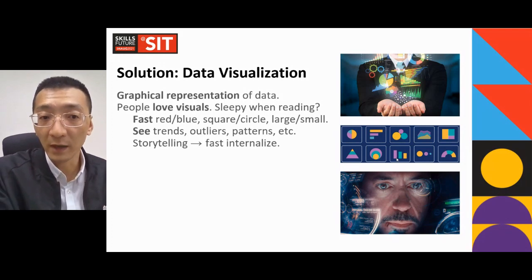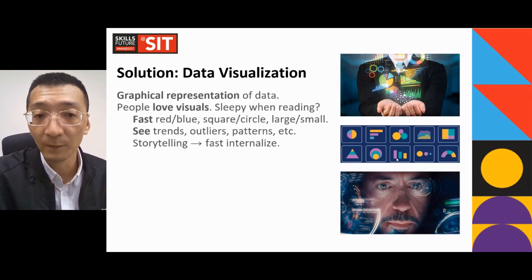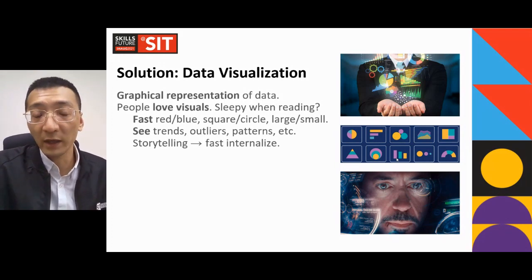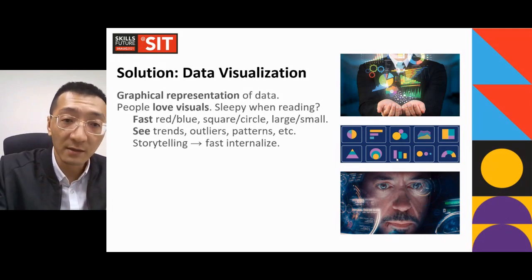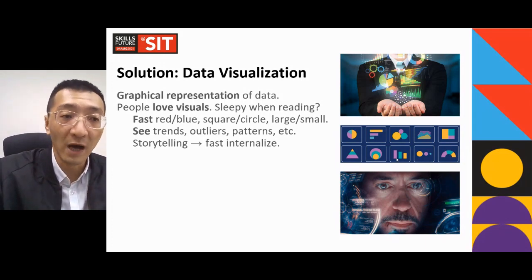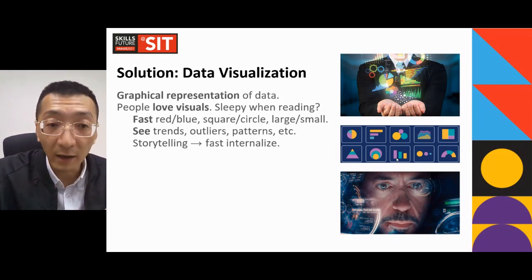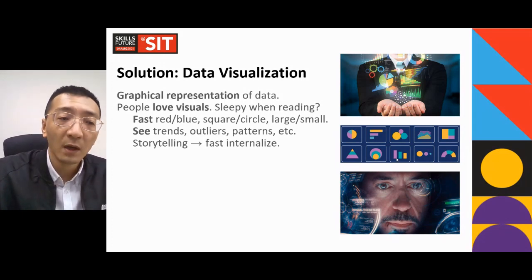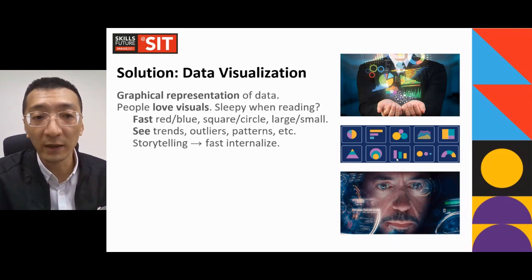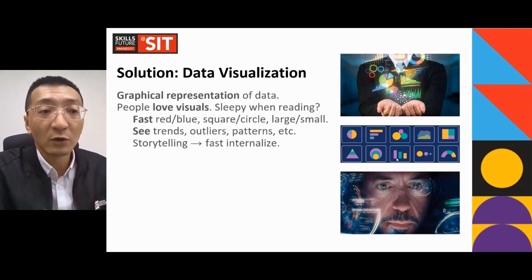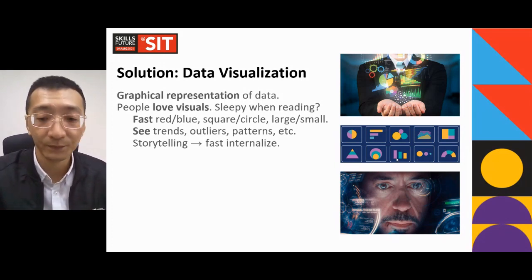And if we would like to identify the difference between square and circle, we can do this instantly. Large and small, also we can do this instantly. So it's really fast for us to digest the information from a figure or graph. And from the figure and graph, we can see the trends, outliers, patterns, and so on. So basically, if we have graphs and figures, it's just like storytelling. And with those good stories, we can internalize the information at a fast speed.